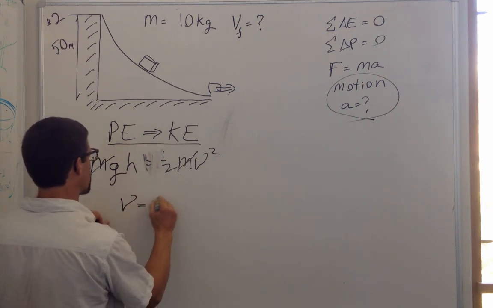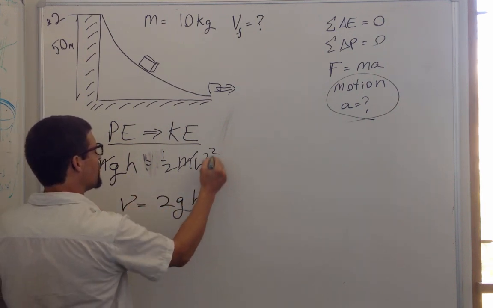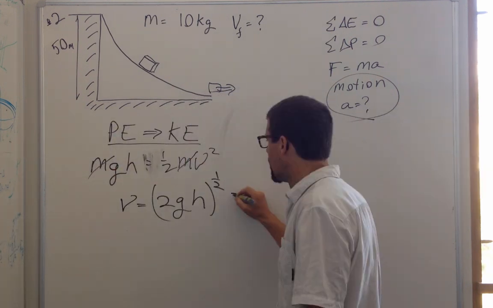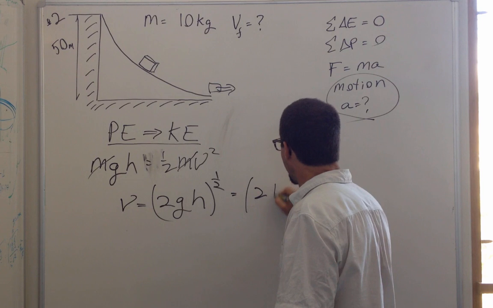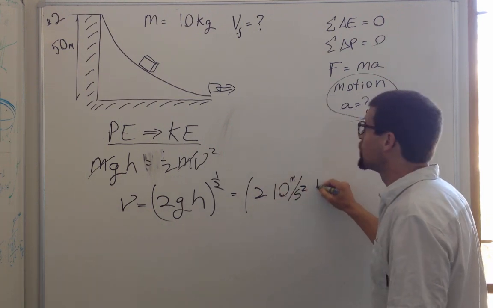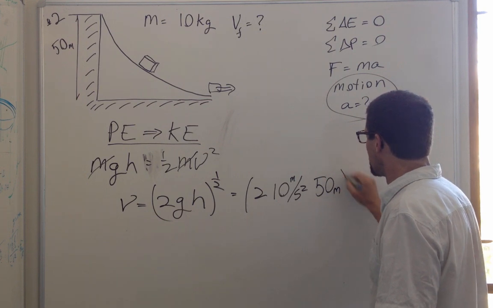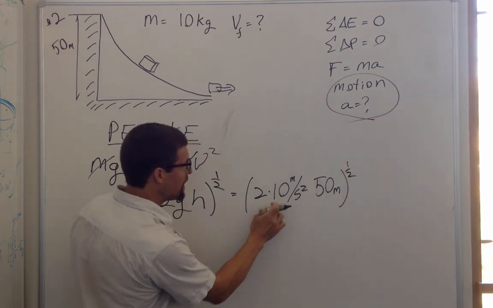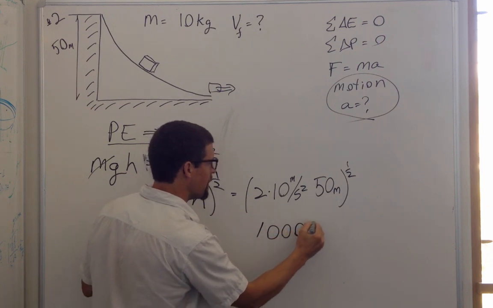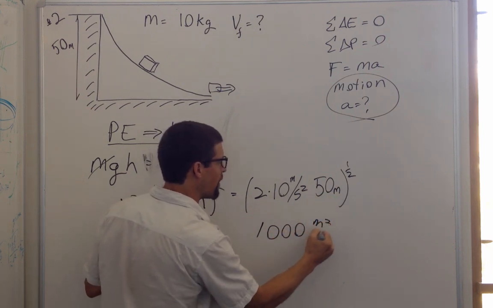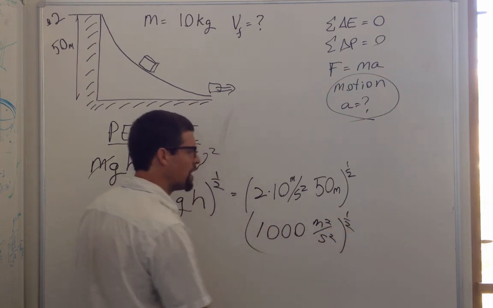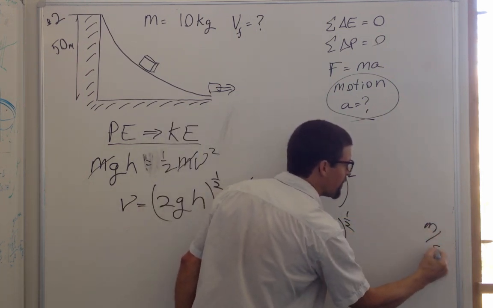It's going to equal the square root of 2gh, and don't forget, we need to take the square root. So we substitute in 2 times 10 meters per second squared times the 50 meters, to the 1/2 power. That's 20 times 50, which is 1,000 meters squared per second squared. That's okay because I have to take the square root, and that yields meters per second.